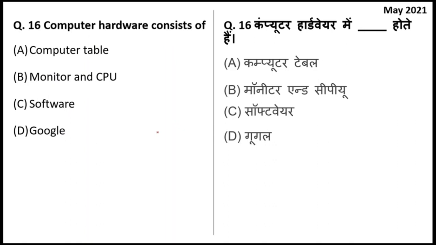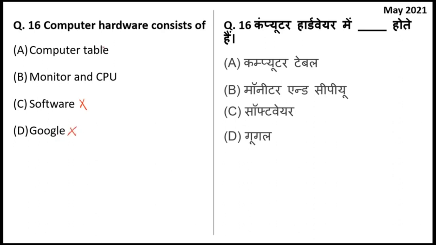Computer hardware, computer table, monitor, CPU, software and Google. Computer hardware are those computer devices that can be touched. You can touch a mouse or a monitor or a CPU, but you cannot touch software because software are programs that you cannot touch. Google is a website, that is also not computer hardware.